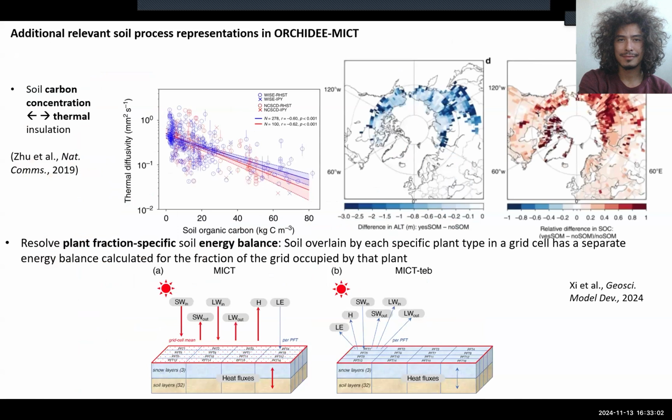So to have relevant soil process representations, we need to have lots of other things for the high latitudes. For example, we know that soil carbon concentration influences the thermal diffusivity of soil, which influences how warm it is, and therefore how much microbes can eat the carbon, which then influences whether or not there's carbon being emitted from the soil as decomposition.